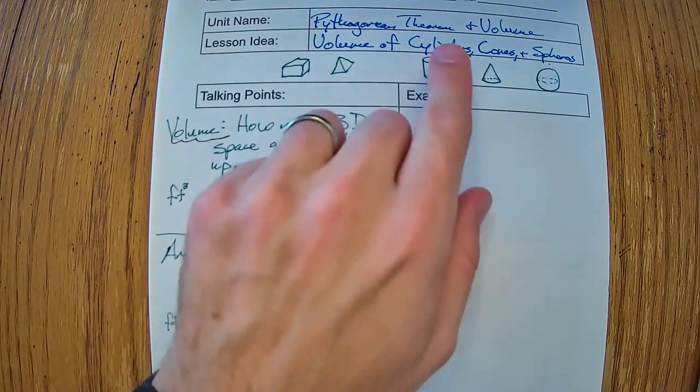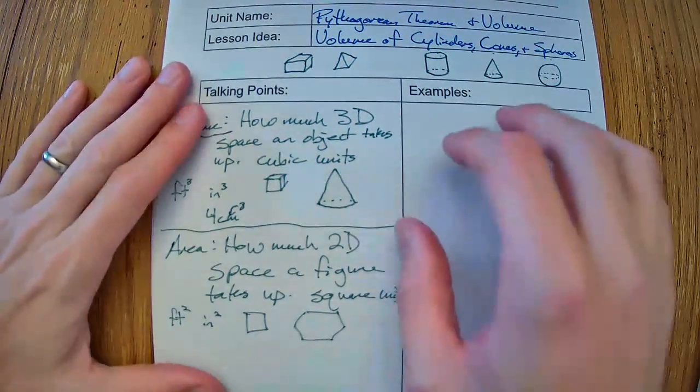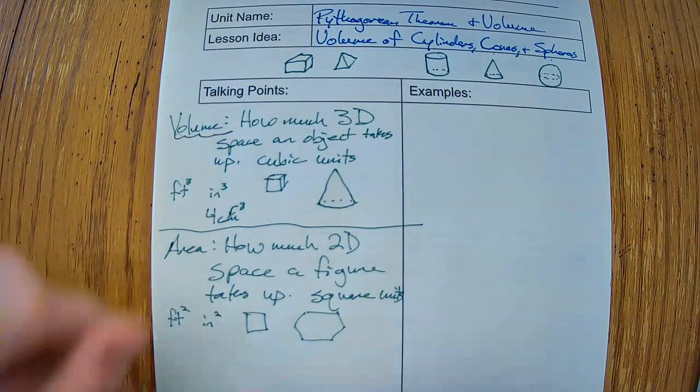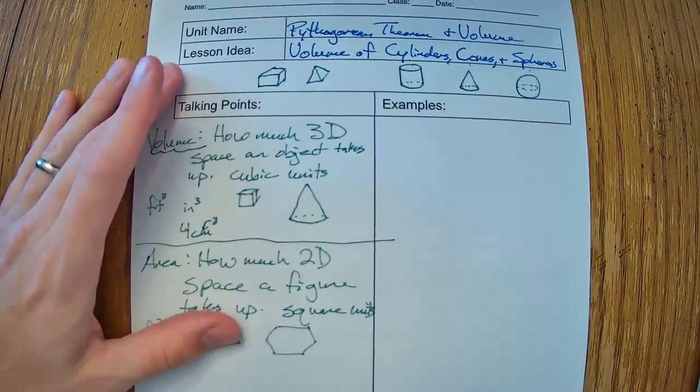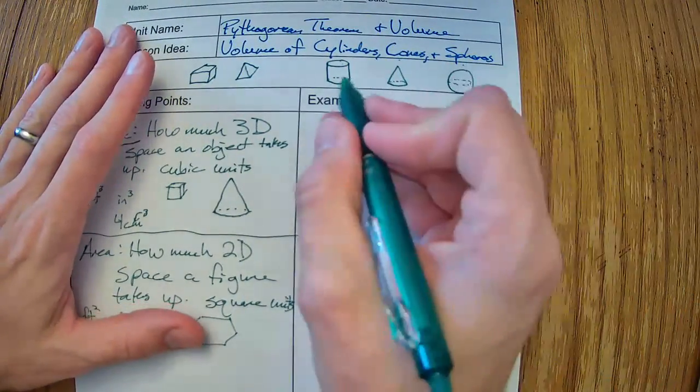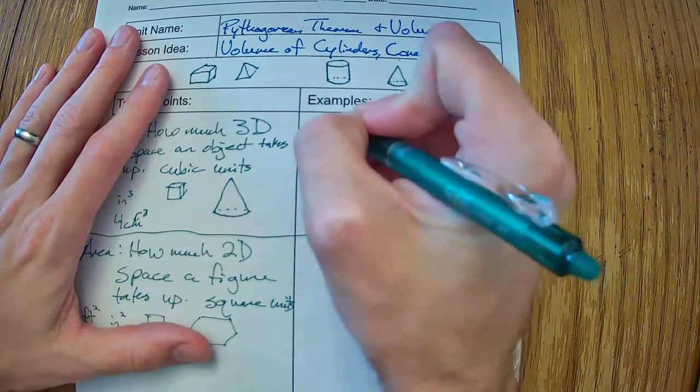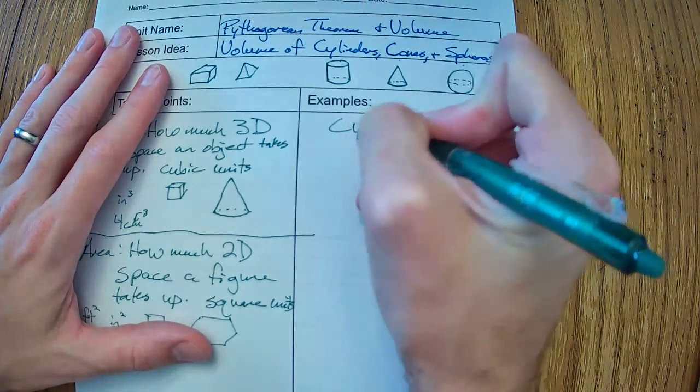So let's talk about each of our figures. We've got cylinders, cones, and spheres. We'll work through just a real brief example. We'll talk about how to calculate them, talk about your formulas, and that's pretty much it. So let's start with spheres, not spheres. We'll start with cylinders first because they're the easiest. So let's talk about a cylinder.